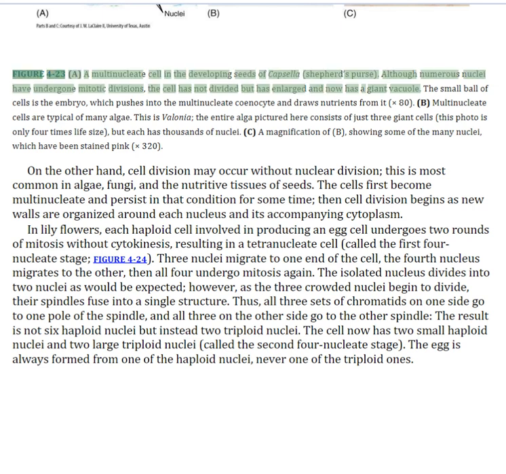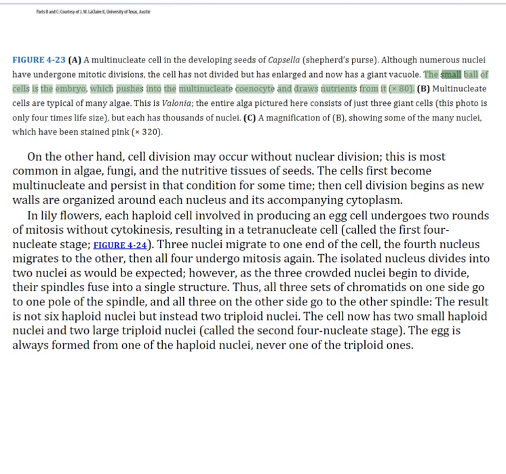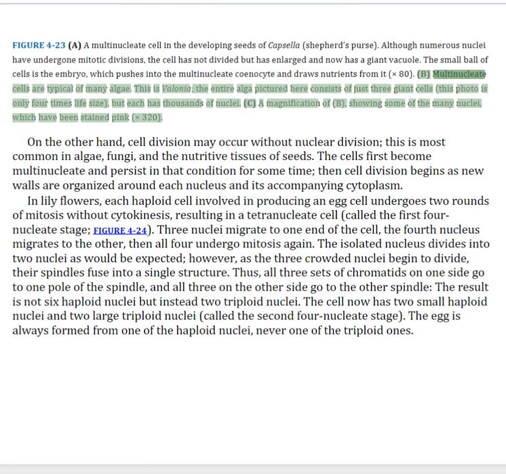Figure 4.23: A multinucleate cell in the developing seeds of Capsella. Although numerous nuclei have undergone mitotic divisions, the cell has not divided but has enlarged and now has a giant vacuole. The small ball of cells is the embryo, which pushes into the multinucleate coenocyte and draws nutrients from it. Multinucleate cells are typical of many algae. This is Valonia. The entire alga pictured here consists of just three giant cells, but each has thousands of nuclei. A magnification, showing some of the many nuclei, which have been stained pink.